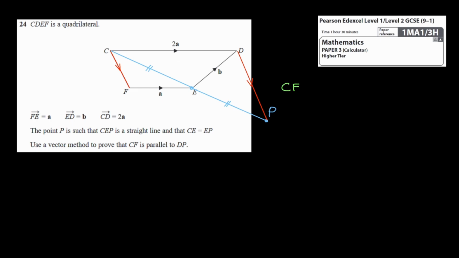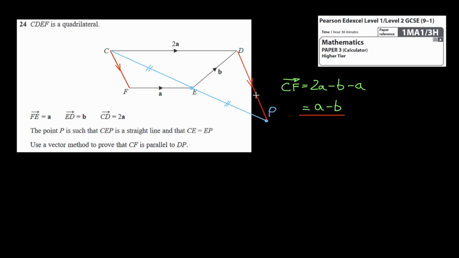CF, the journey from C to F, is equal to 2A. We're going the wrong way down vector B, so this is negative vector B, and then we're going the wrong way along vector A here at the base. So this is negative A. Simplifying, the A's will mix, so we get A minus B. And that's the first important result.